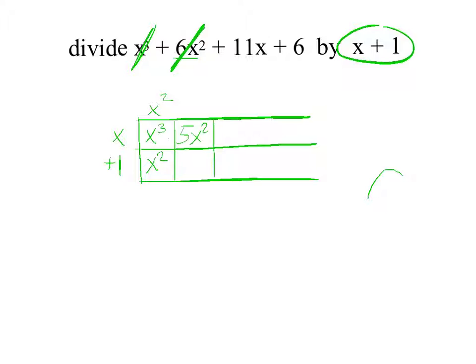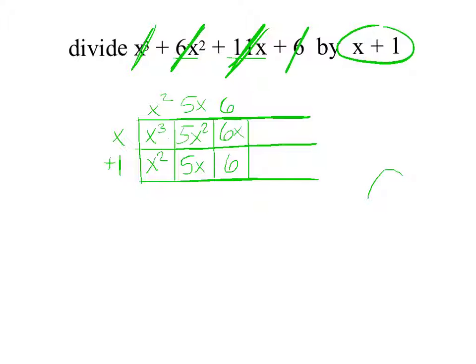Well, in order to get 5x squared, I need to take that times 5x. So 5x times 1 is 5x. Now I want to get 11x, so I'm going to have to put another 6x there to take care of that. Okay, so then I'd have to multiply by 6, and 6 times 1 is 6, which takes care of that. So it divides unevenly. There's no remainder.